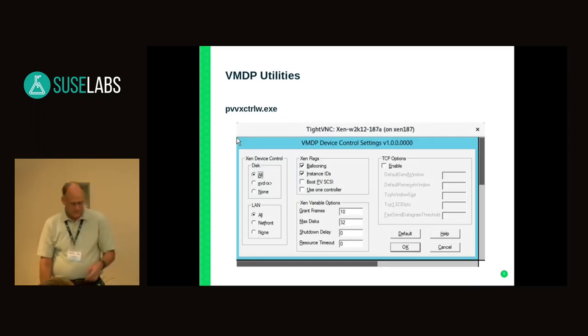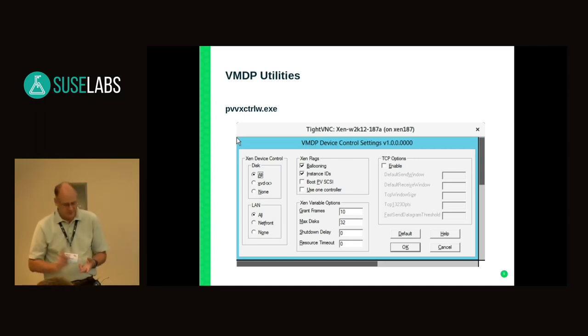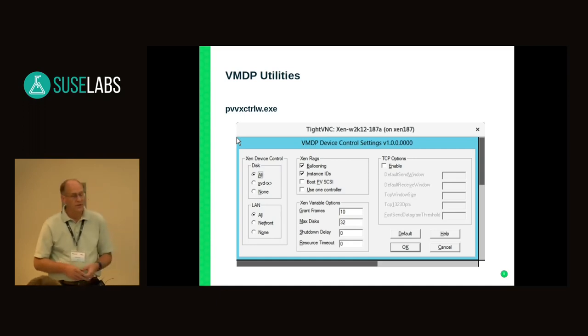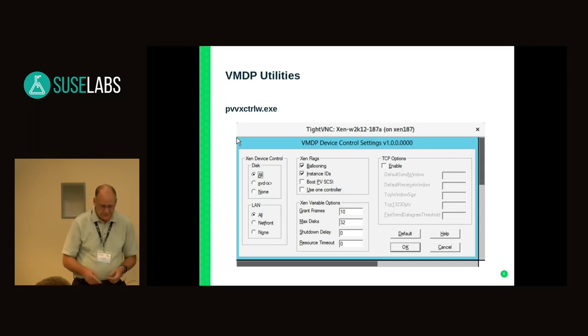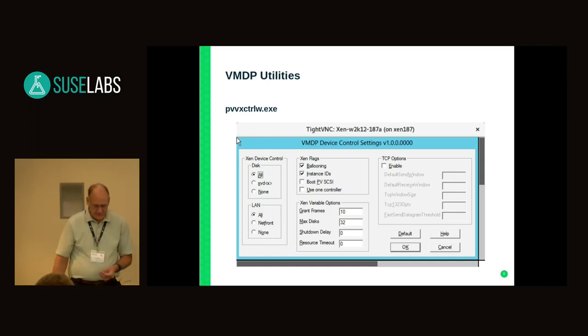And then this is a screenshot of the PV control W. Like I said, it does a subset, so it's mostly useful for Xen. You can say, do I want to control all disks, just the VDX disks, or none of the disks? Same with LAN. Do I just want all of them, just the net fronts, or none of them? Turn ballooning on and off if you want to use instance IDs. And if you want to use the PV SCSI driver, and you want to boot off the SCSI driver, then you've got to enable that with the boot PV SCSI.